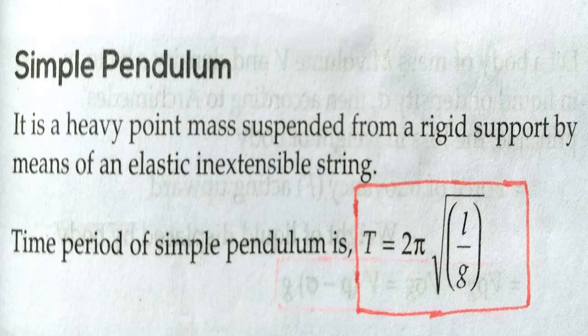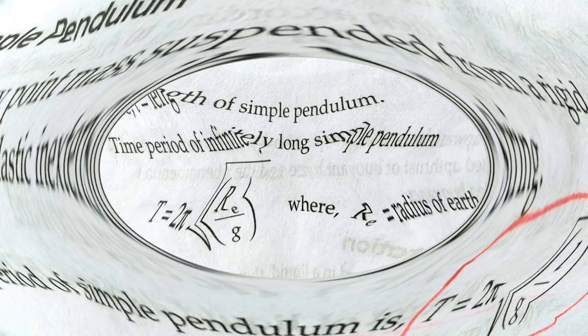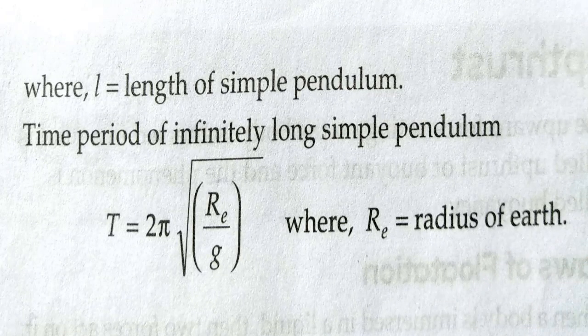The time period of a simple pendulum T is equal to 2 pi root of L by g, where L is the length of the simple pendulum. Next, the time period of an infinitely long simple pendulum.